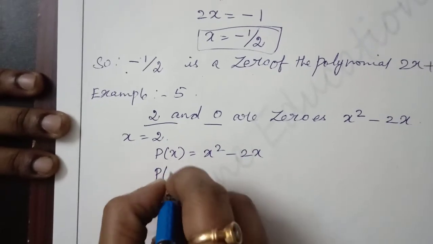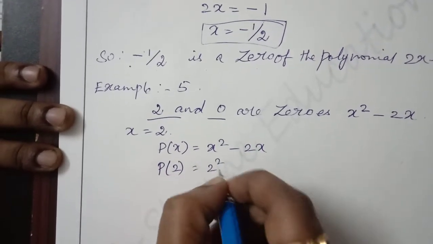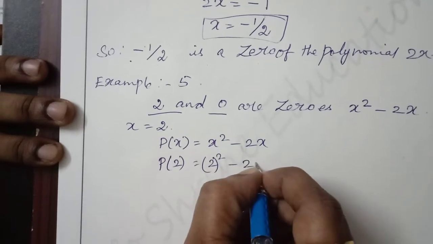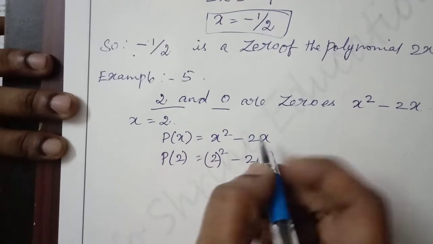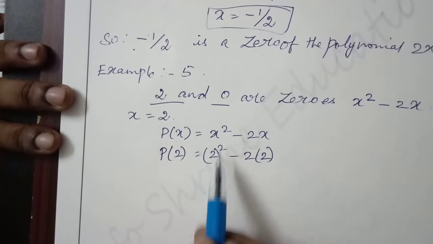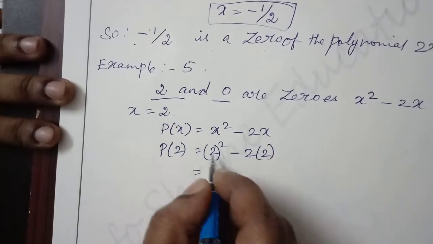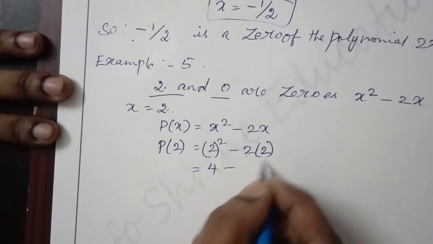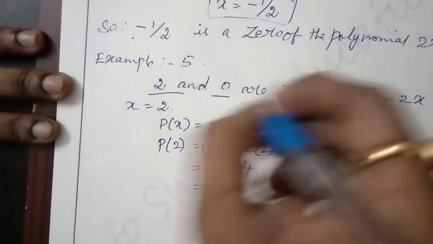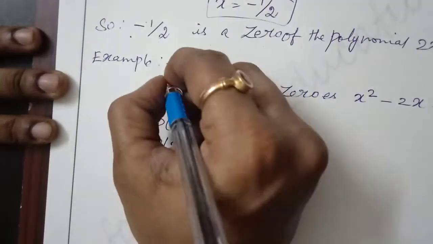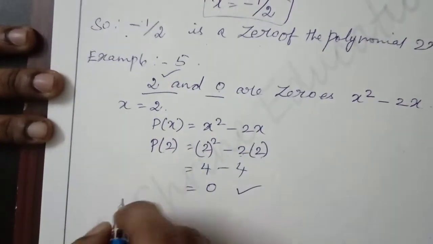So P of 2 is equal to 2 square minus 2x. See here, x is 2. So 2 square minus 2, x is 2. So it is 2 into 2, 4 minus 2 into 2, 4. So that is 0. So obviously this is 0. This one is correct. And let us do the second one.